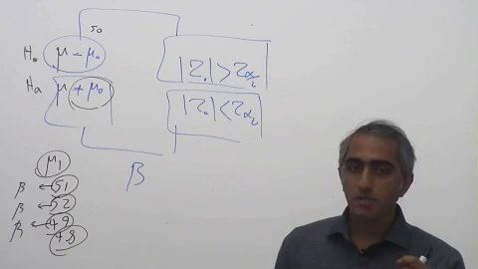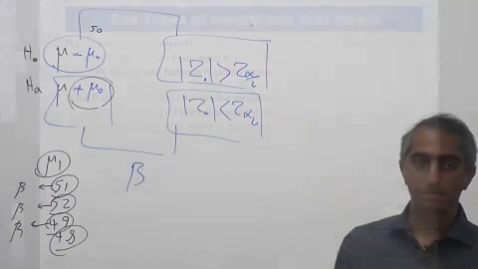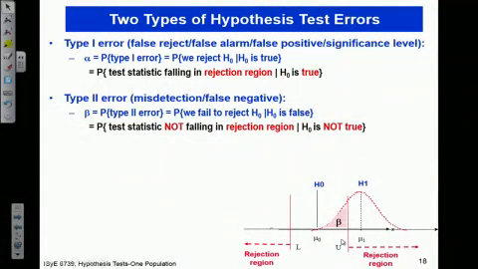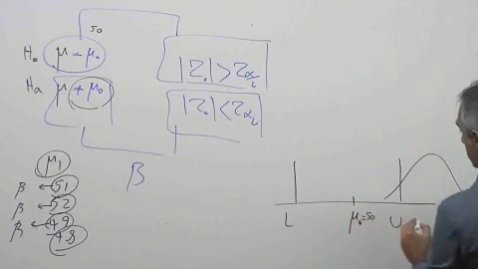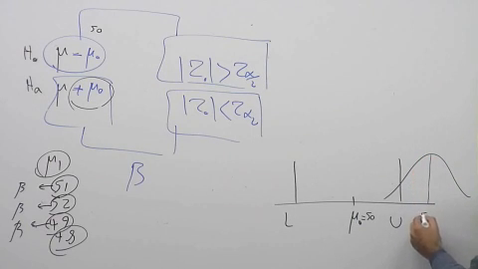So now you tell me, what is the relationship between mu 1 and beta? Look at the picture. Exactly. As you can see, when your mu 1 is closer to mu 0, it means your distribution is shifted towards mu 0. So your beta increases. So let's say this is mu 0. This is your rejection region. And let's say this is 50. Let's say this is 55.